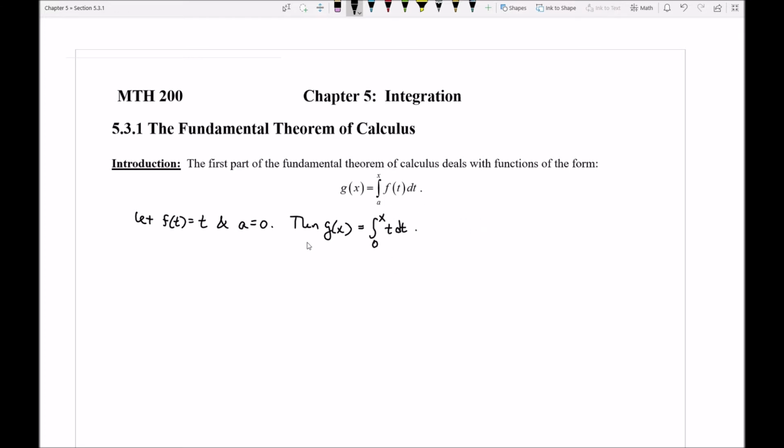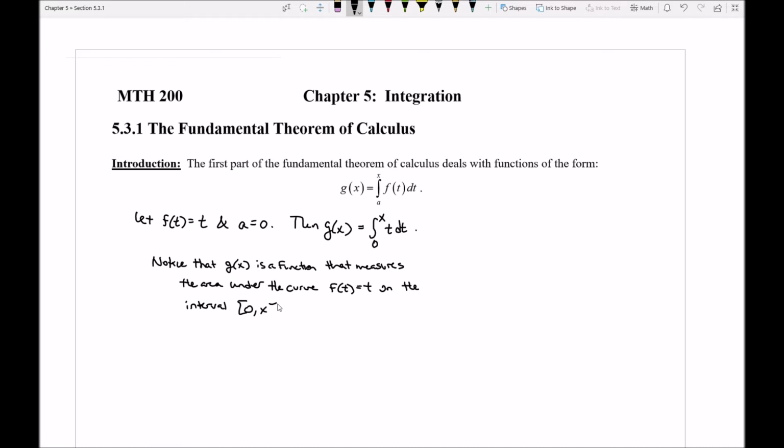So when I look at what this is really telling me, I can notice that g of x is a function that measures or calculates the area under the curve f of t equals t on the interval from 0 to some unspecified value of x.